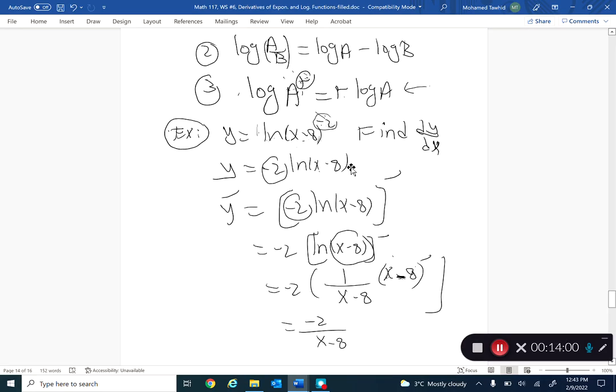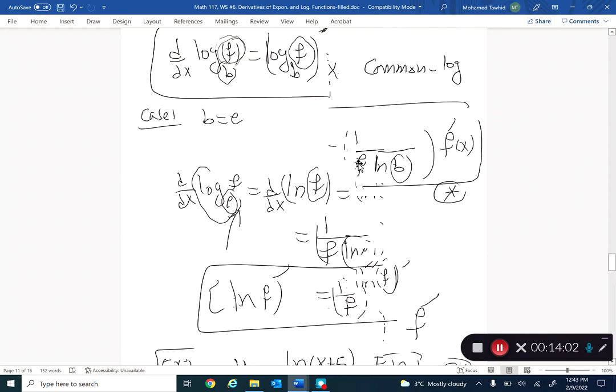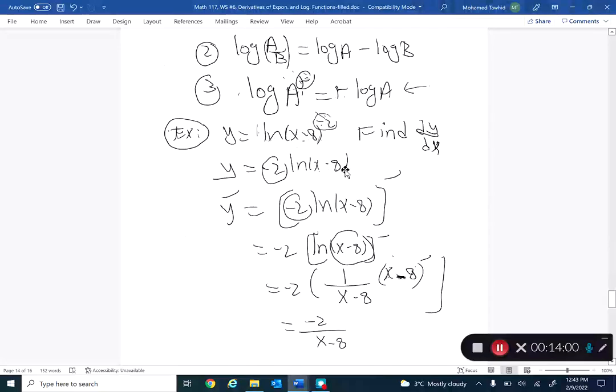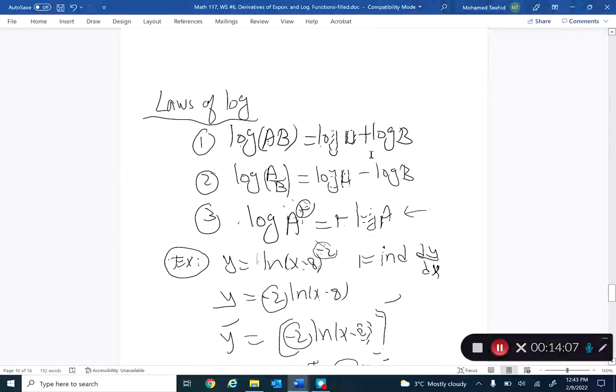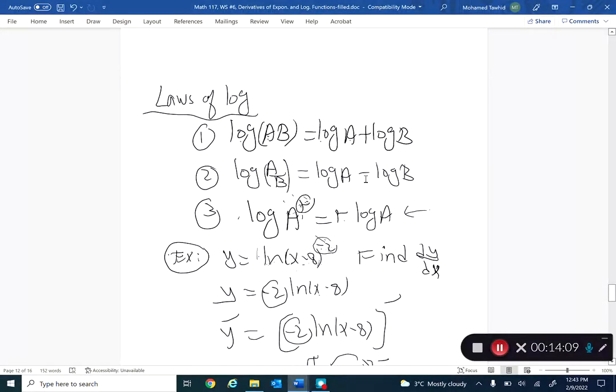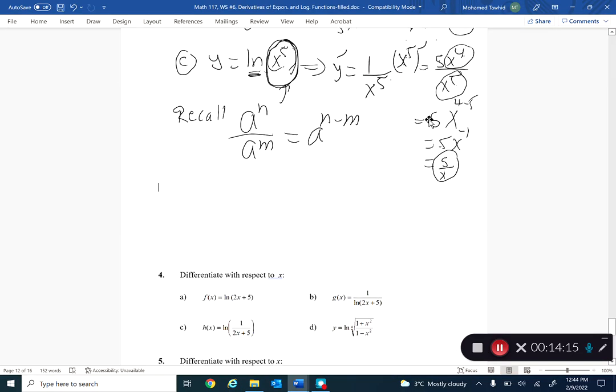Some people say, I'm not going to simplify this. Let us use this law here. Look what you have up here. Where is the law that I wrote here? I think I missed it. I could simplify this using number 3, this formula, log a to the power r, and then it will be very easy, right? So let me show you.